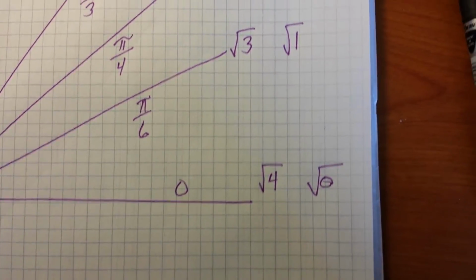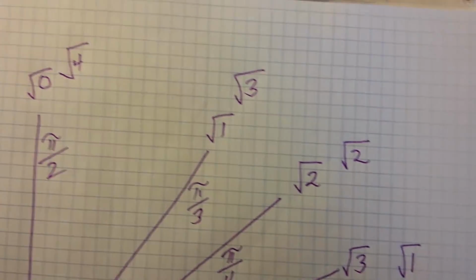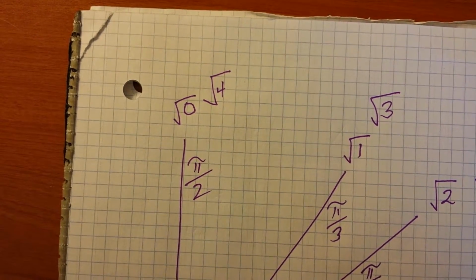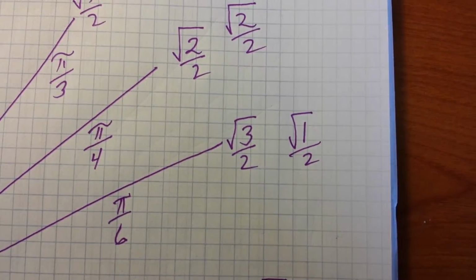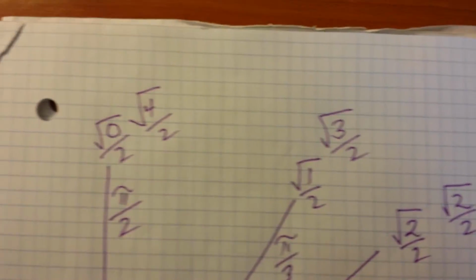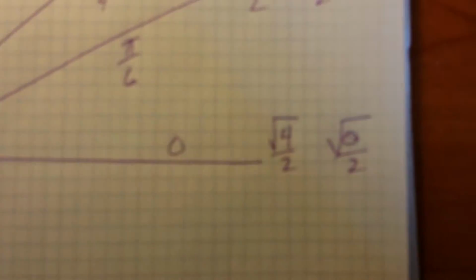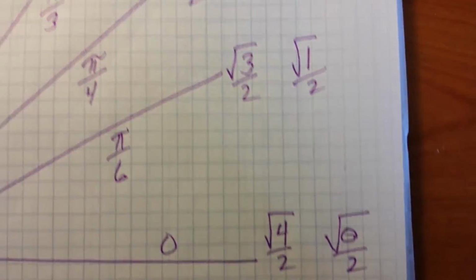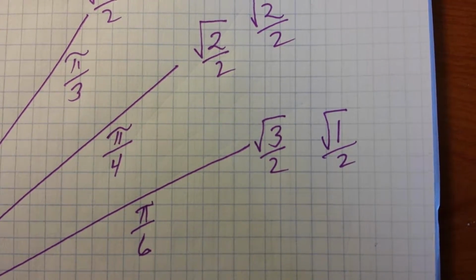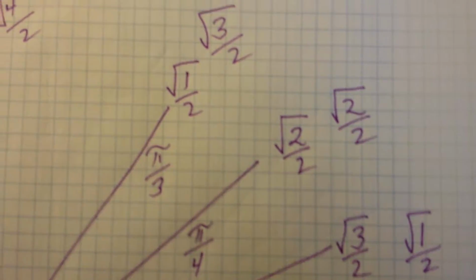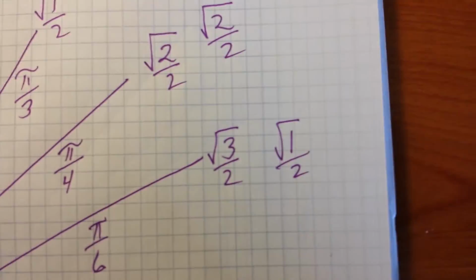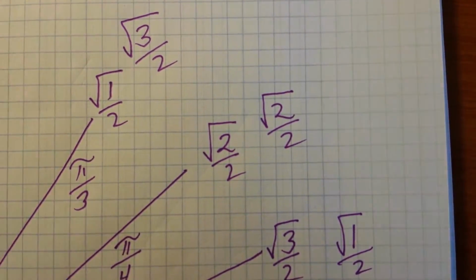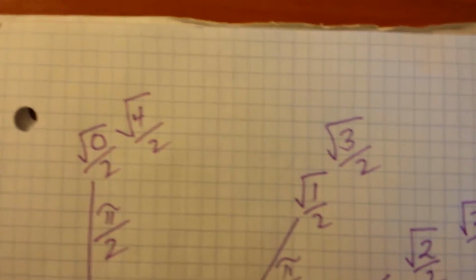Now over every one of those numbers, counting both directions, you're going to write a square root. And then for each of those numbers, you're going to write it over 2. So for the cosine, this will be the square root of 4 over 2 at 0, square root of 3 over 2 at pi over 6, square root of 2 over 2, square root of 1 over 2, and the square root of 0 over 2. Sine will count up, square root of 0 over 2, square root of 1 over 2, square root of 2 over 2, square root of 3 over 2, and square root of 4 over 2.